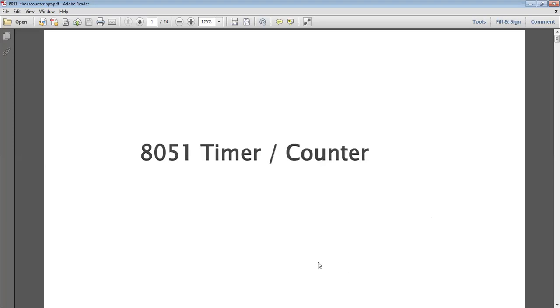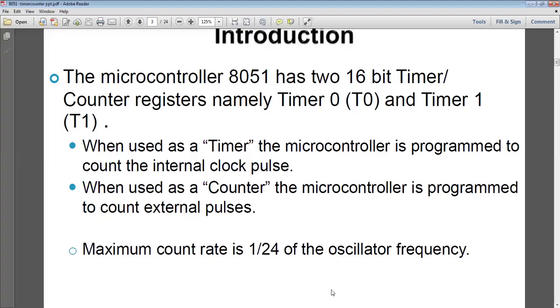As we know, 8051 is having 16-bit timers. There are two 16-bit timers in 8051 and there are special function registers to control the operations of these timers. Let us see that one by one. So here we can see that there are a total of two 16-bit timers in 8051 and these timers are called timer 0 and timer 1.